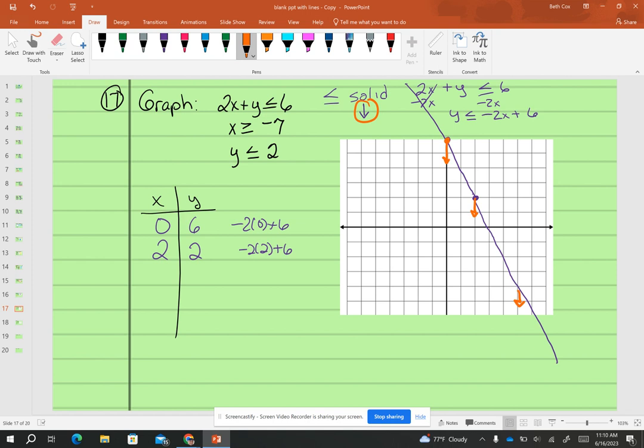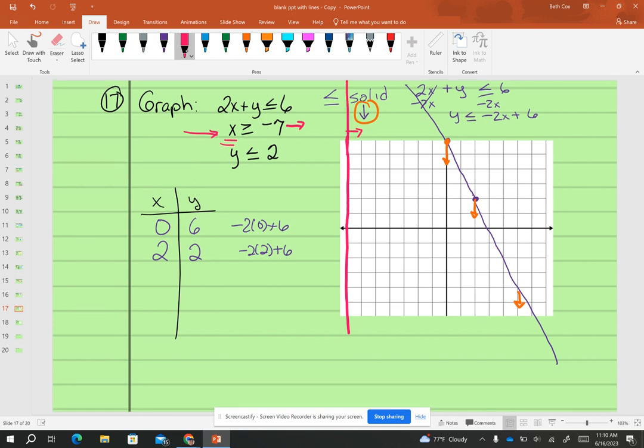Now the next 2 lines are specialty lines. X is greater than negative 7. This is a vertical line, because when it just has a plain x, x equals negative 7 is a vertical line at negative 7. It is solid. X greater is to the right, so I've got the solid line and I'm shading to the right. Now we see the section that's getting enclosed.